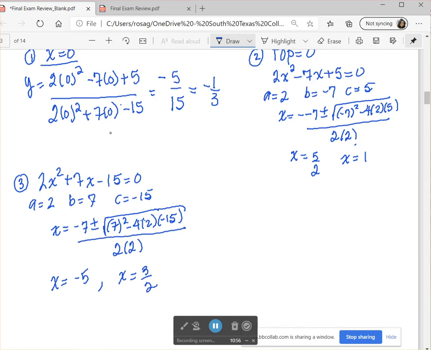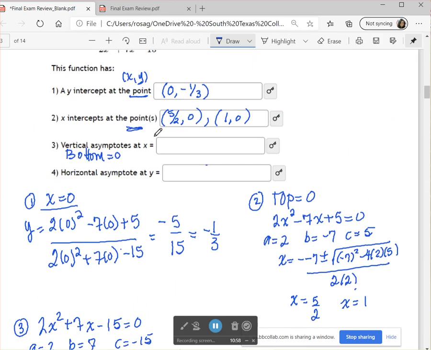Now the vertical asymptotes are imaginary lines. They're not points. So here, see how on the answer it says x equals. The only thing you have to do is write the number and then a comma and then the next number. These are not points. This is a line. So you don't write it as a point.